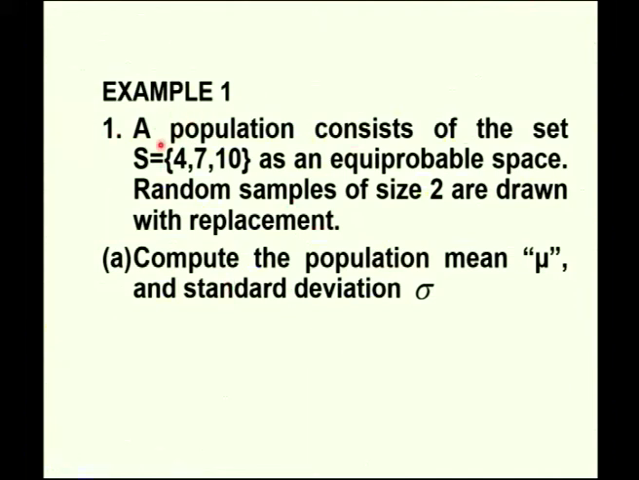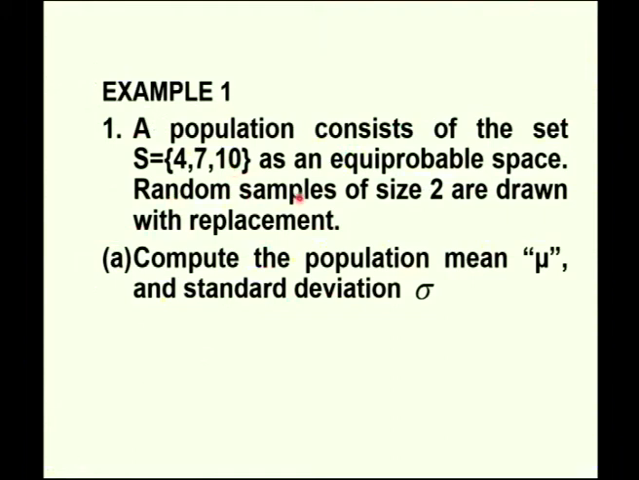Example 1 says a population consists of the set S is equal to 4, 7, 10 as an equiprobable space. Equiprobable space in the sense that appearance of 4 has a chance of 1 by 3. Similarly, appearance of 7 has a chance of 1 by 3. Appearance of 10 has a chance of 1 by 3.